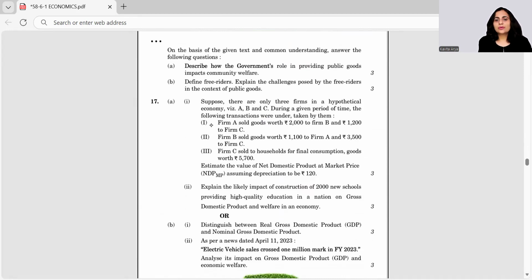Describe how the government's role in providing public goods impacts community welfare. Yes, you can talk about the welfare because these are non-rivalrous, non-excludable. So these are given to each and every section of the society, whether they do have the paying capacity or not, because we cannot exclude anyone from using these. Fine. So this promotes the welfare of the people, especially of those who are not in a position to buy on their own. Define free rider and explain the challenge.